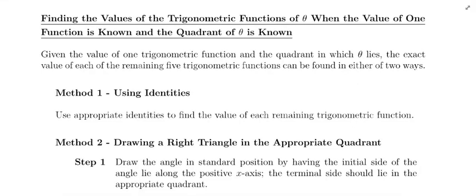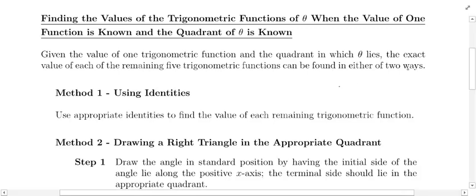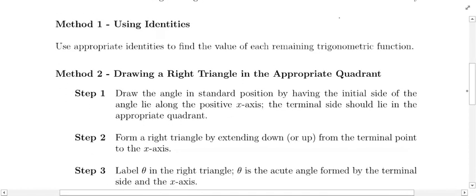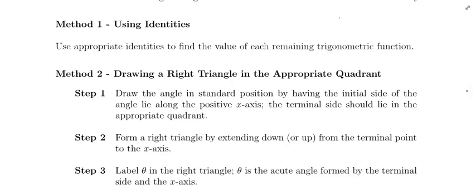It says, given the value of one trigonometric function and the quadrant in which theta lies, the exact value of each of the remaining 5 trigonometric functions can be found in either of 2 ways. As I go through these methods, I don't care which one you use. You pick the method you like the best. Method 1, you can use identities. So you can use the appropriate identities to find the value of each remaining trigonometric function.